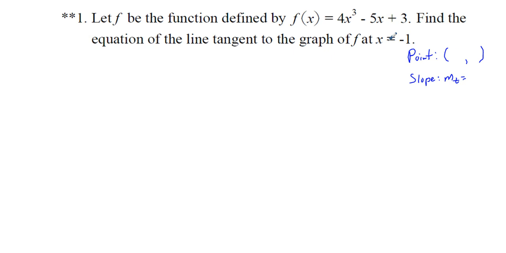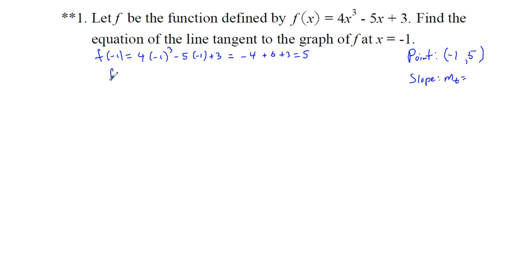We already have from the problem an x-coordinate of -1. Now we need to find a y-coordinate to go along with it. So we take the original function: f of -1 equals 4 times -1 cubed minus 5 times -1 plus 3. -1 cubed is -1, times 4 gives -4, and -5 times -1 is plus 5, and then we add 3. So -4 plus 5 is 1, plus 3 is equal to 4. Wait, as computed in the lecture, 5 is our y-coordinate for the point.